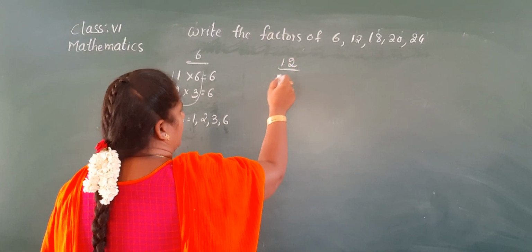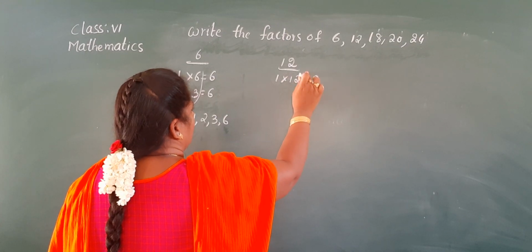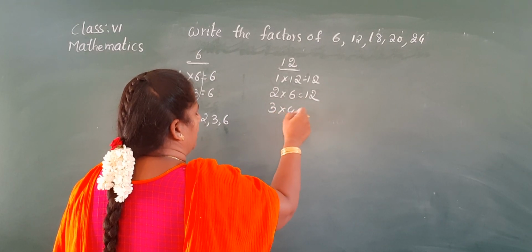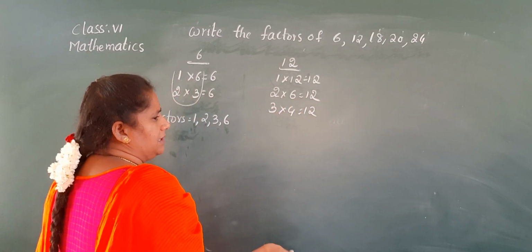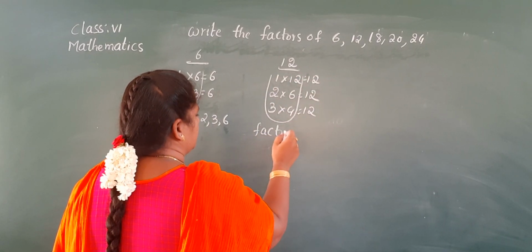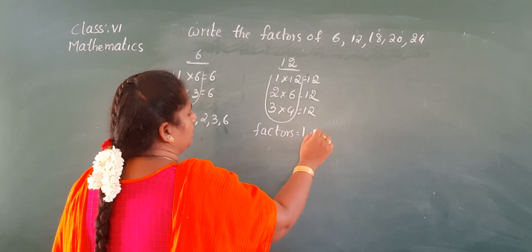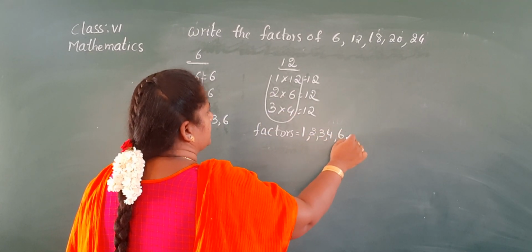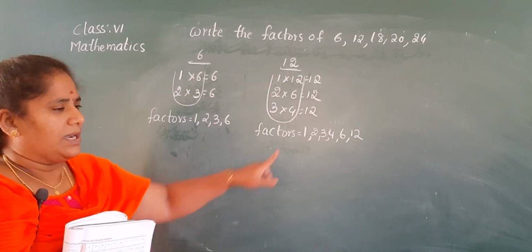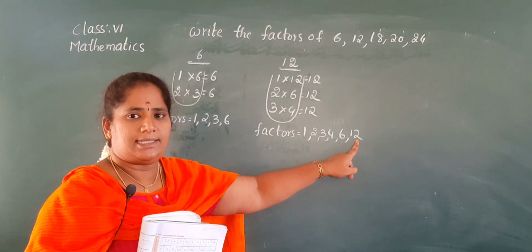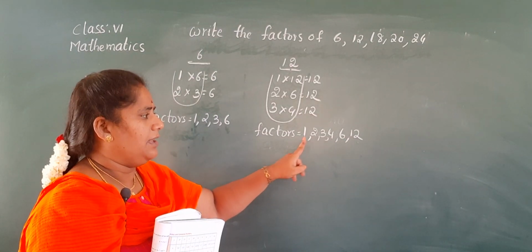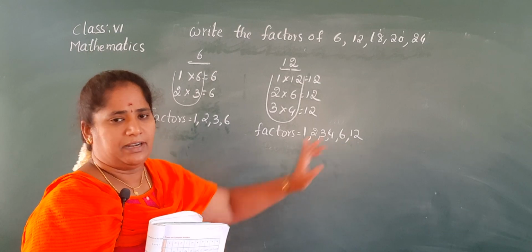And now 12. Give some gap and write. 1 12 is 12. 2 6s are 12. 3 4s are 12. 4 3s are 12. So if the reverse came, you have to stop it and take it in U shape. So write down factors 1, 2, 3, 4, 6, 12. These are the factors of the given number 12. 1 is a factor of every number and 12, the number itself, is another factor. It is the smallest factor and it is the greatest factor of the given number.